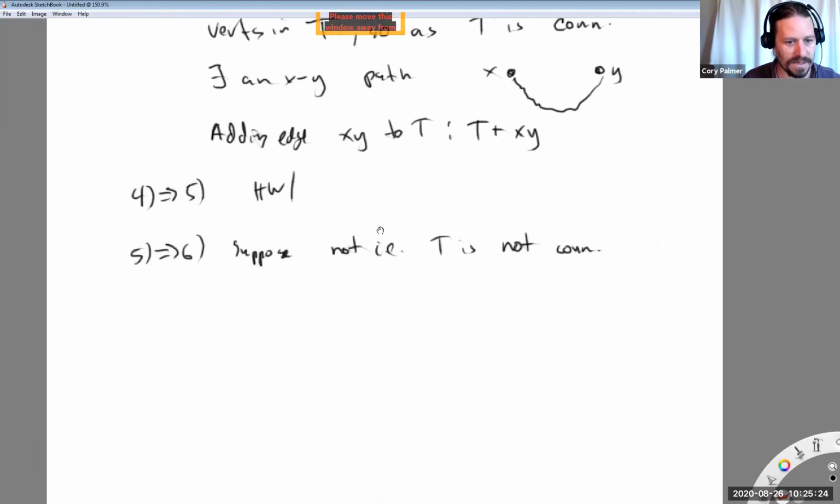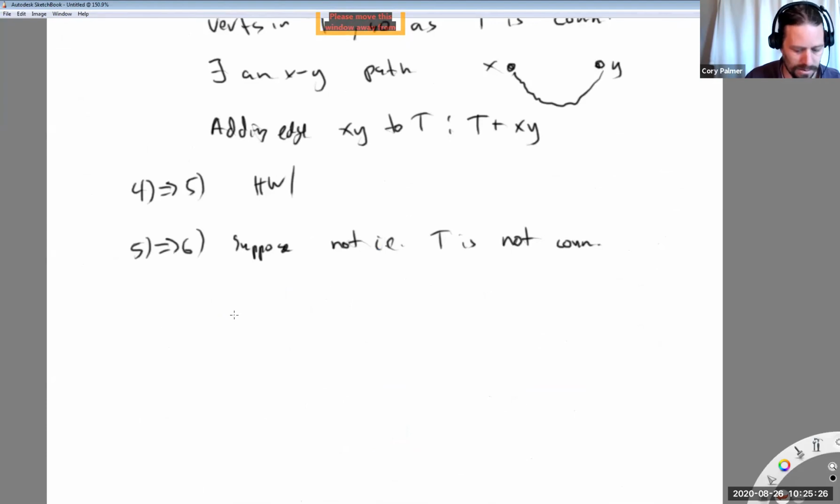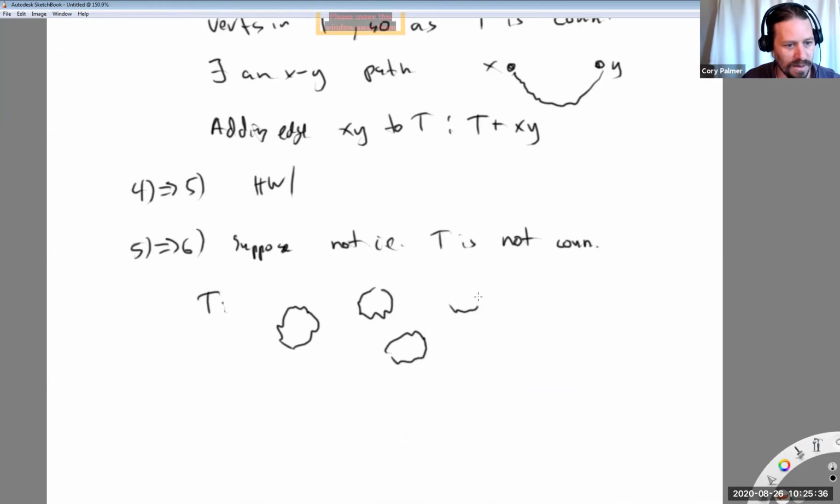Okay. So if T is not connected, then T looks as follows. T has some components, right? Here's a connected piece. Here's a connected piece. Here's a connected piece. And here's a connected piece, right? Those are the components of the graph here.